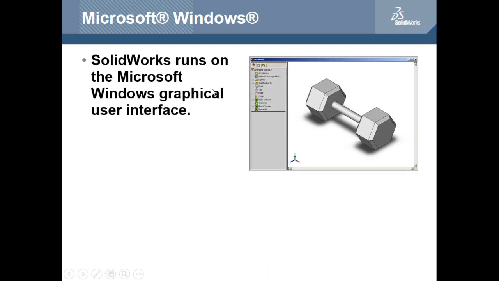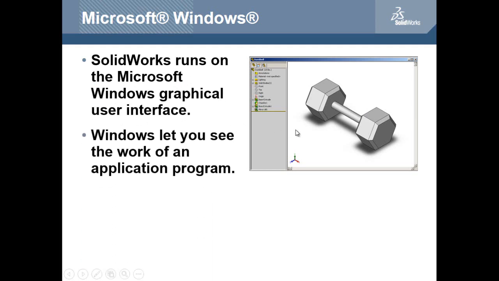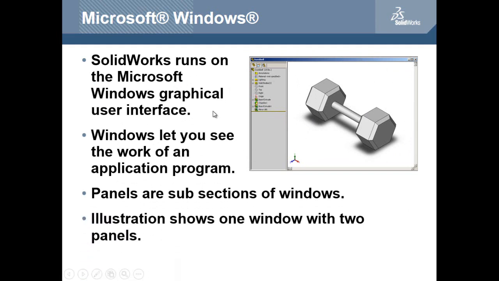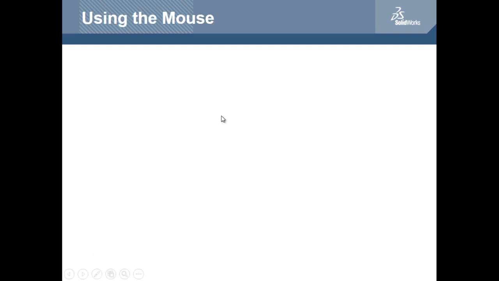Microsoft Windows. SolidWorks runs on the Microsoft Windows graphical user interface. Windows let you see the work of an application program. Panels are subsections of the windows. So this entire box is a window, and these subdivisions are panels. Illustration shows one window with two panels. One window, two panels.